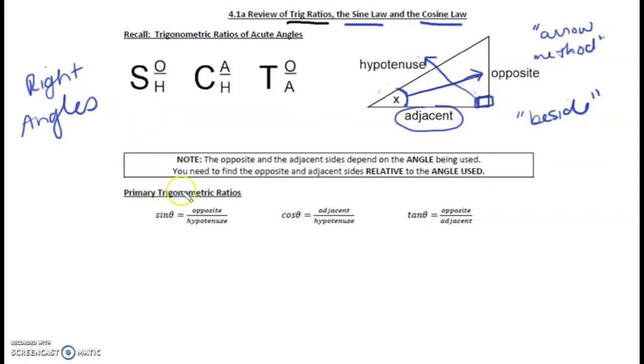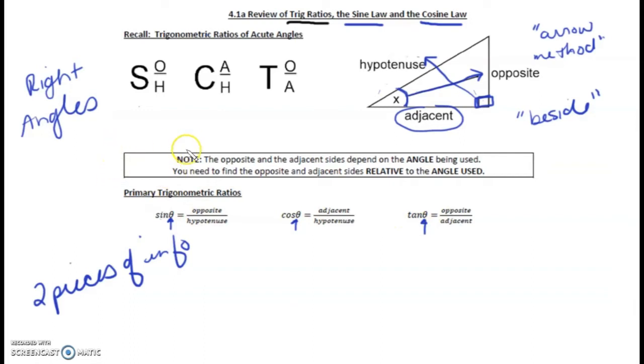So for primary trig ratios, we're using either sine, cos, or tan, and sine, cos, and tan have to be beside an angle. So if you look down here, it says sine theta, cos theta, tan theta. This is where we put the angle. And then we would slot in opposite over hypotenuse, adjacent over hypotenuse, or opposite over adjacent. We're always going to get two pieces of info, and based on what we want, we have to choose whether we're going to use sine, cosine, or tangent.